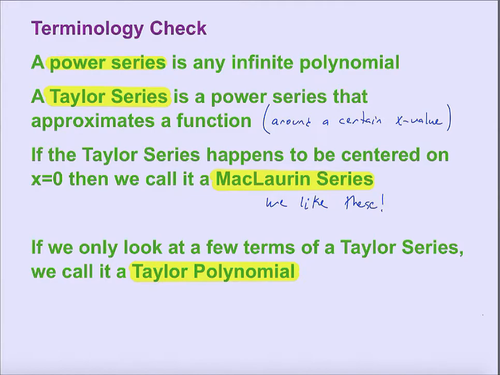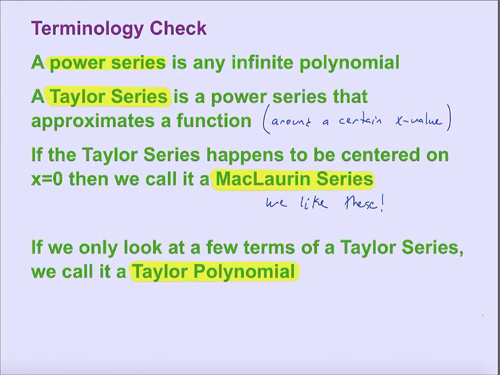And just so you know, the Taylor series is infinite. If we're only looking at a few terms of the Taylor series, like say you were asked for the first 3 terms of the Taylor series, that would be called a Taylor polynomial if you're only looking at a finite number of terms, not an infinite number of terms. And that's why you might see this terminology sometimes.